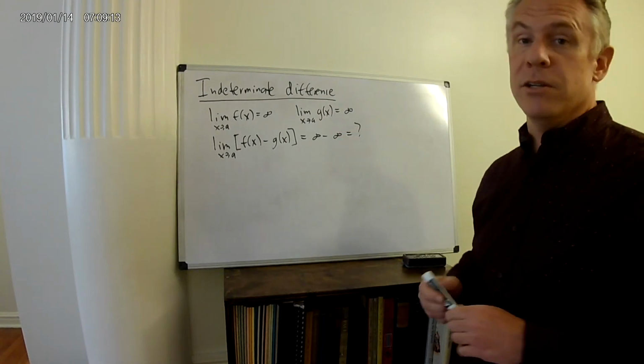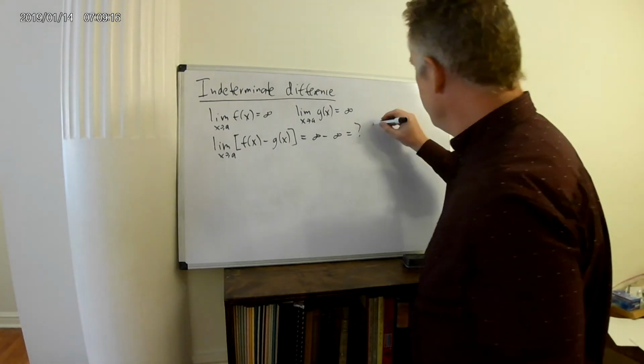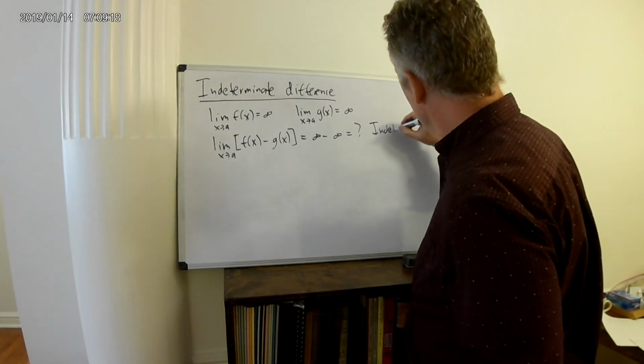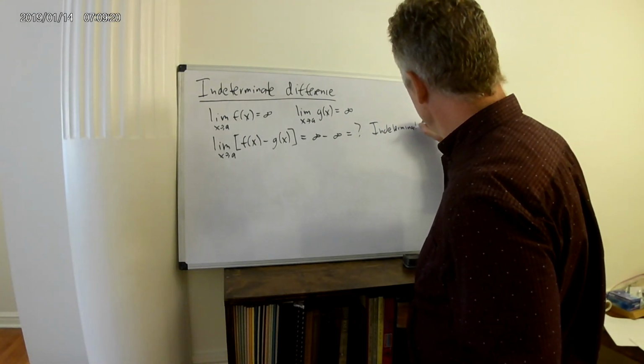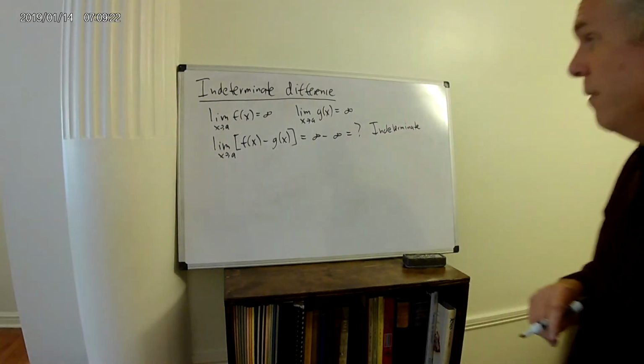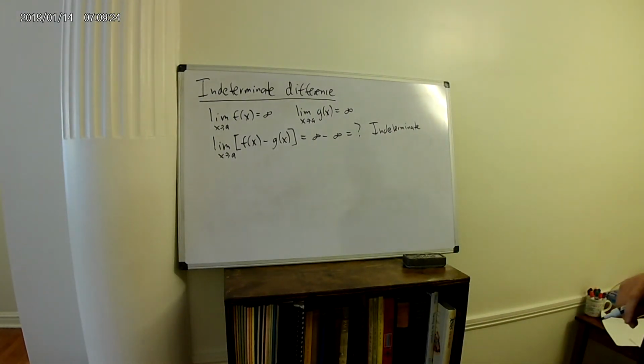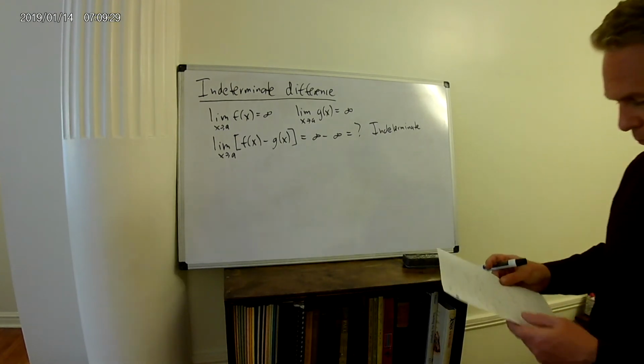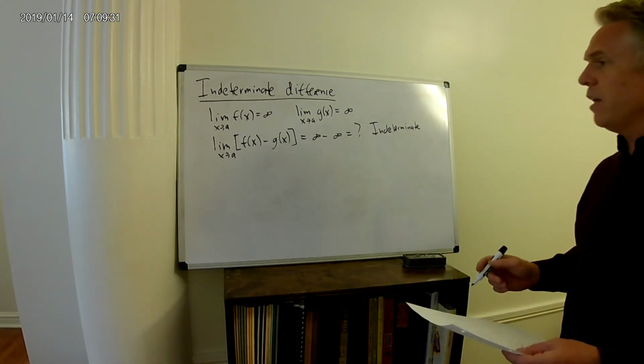So this is actually indeterminate. This is an indeterminate limit. We don't know what infinity minus infinity is. Maybe one infinity is a lot bigger than the other infinity. Okay, so how do we evaluate this? And the way we do it, let's consider an example. The way we do it is we find a common denominator.